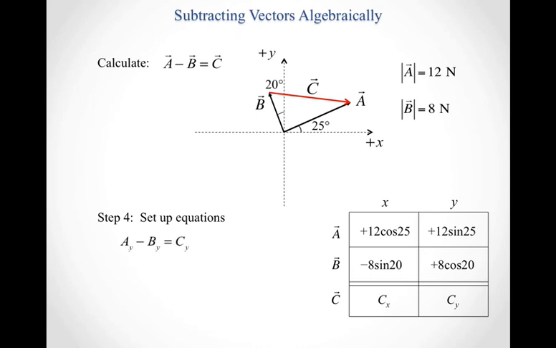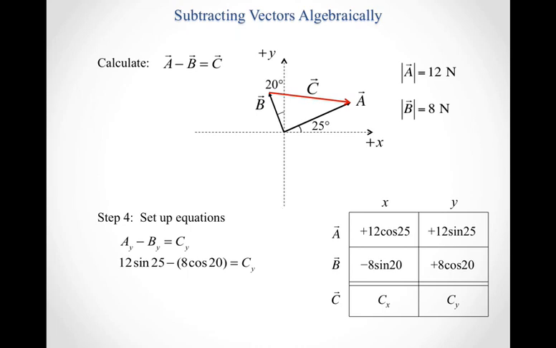Now I can come back and set up the y equation. I want the y component of vector A minus the y component of vector B. That's going to be the y component of vector C. Again, that's just using the information in the column on the right in my table. So I've got 12 sine 25 minus 8 cosine 20 equals the y component of vector C.